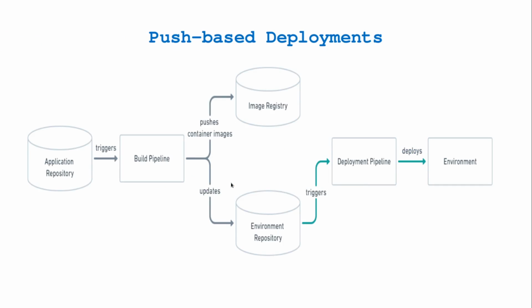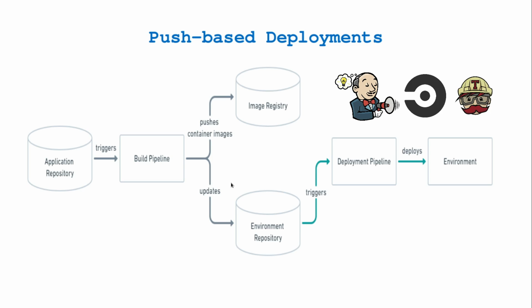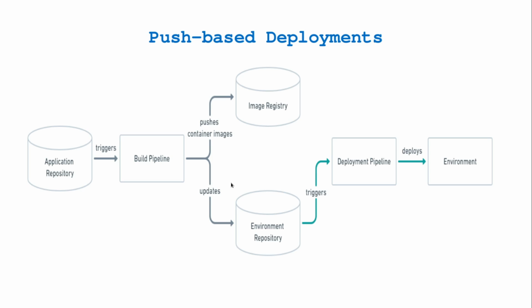The push-based deployment strategy is implemented by popular CI/CD tools such as Jenkins, Circle CI, or Travis CI. The source code of the application lives inside the application repository, along with the Kubernetes YAML needed to deploy the application. Whenever the application code is updated, the build pipeline is triggered by a trigger or a webhook, which builds the container image, and finally the environment configuration repository is updated with a new deployment descriptor.